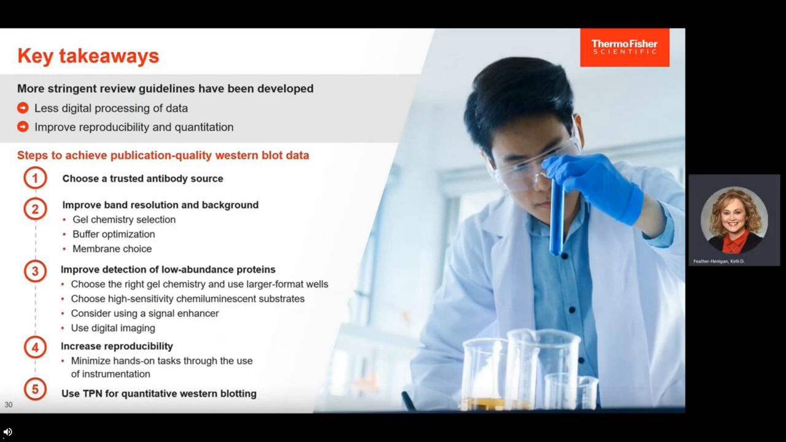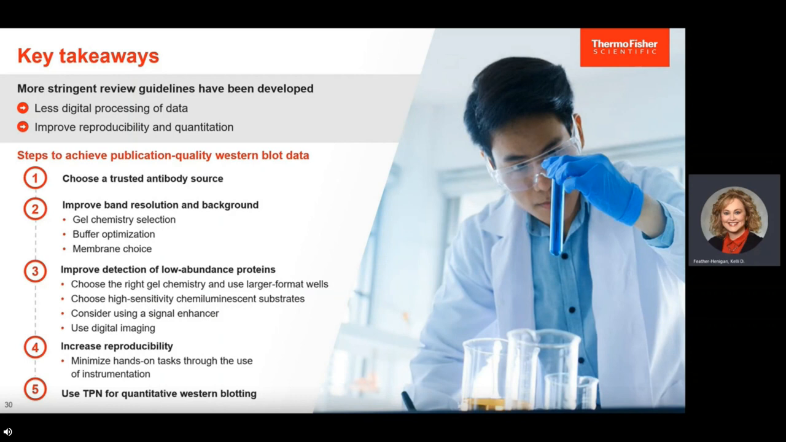Improve detection of low abundance targets by choosing the right gel chemistry and using larger format wells. Choose a highly sensitive chemiluminescent substrate and consider using signal enhancers when studying very low abundant proteins. And use a digital imaging system such as the iBrite imaging system with smart exposure to obtain sensitive image detection.